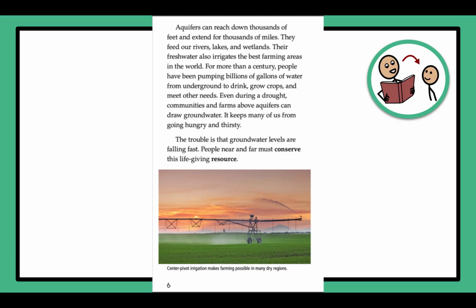For more than a century, people have been pumping billions of gallons of water from underground to drink, grow crops, and meet other needs. Even during a drought, communities and farms above aquifers can draw groundwater. It keeps many of us from going hungry and thirsty. The trouble is that groundwater levels are falling fast. People near and far must conserve this life-giving resource. Take a look at the photograph. The caption below it says, center pivot irrigation makes farming possible in many dry regions.